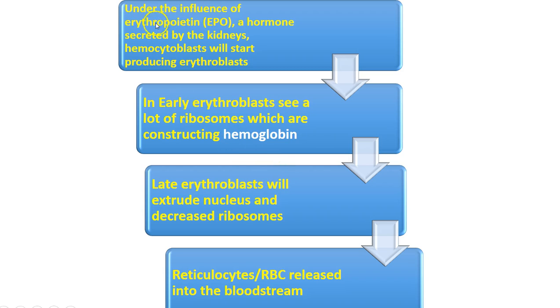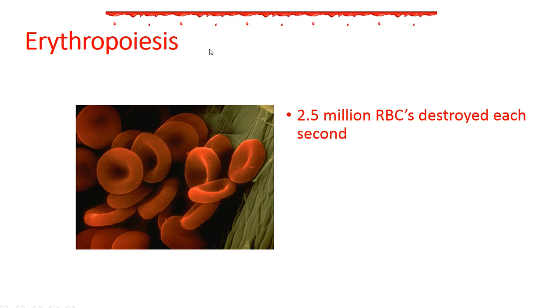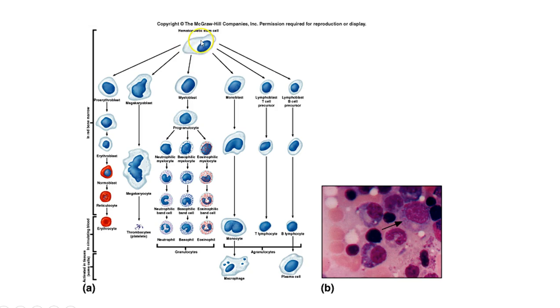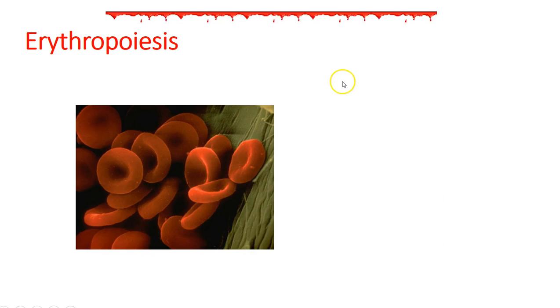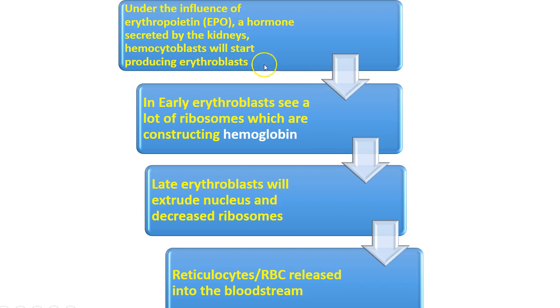Under the influence of a hormone called erythropoietin, shortened to EPO, that comes from the kidneys, the hemocytoblast will start producing erythroblasts. So that blood stem cell at the top of that picture, under the influence of EPO, this pathway will start working at a higher rate. So EPO, remember that name, we will talk about it again. They will start stimulating that pathway. From a hemocytoblast, you're going to get what are called erythroblasts.